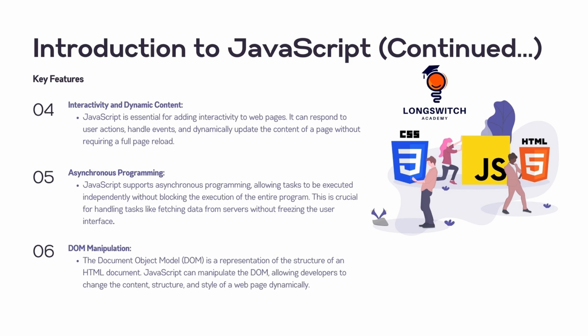The fourth key feature of JavaScript is its support for interactivity and dynamic content. JavaScript is synonymous with interactivity, allowing developers to respond to user actions and events seamlessly. With the ability to dynamically update content on web pages, JavaScript eliminates the need for static, one-dimensional websites. This feature is integral to creating modern, user-centric interfaces that adapt to user input in real time.